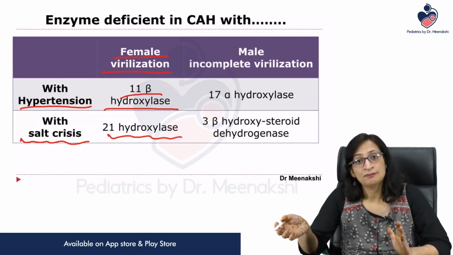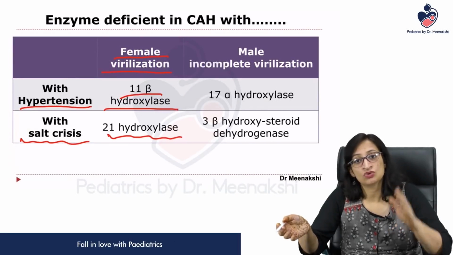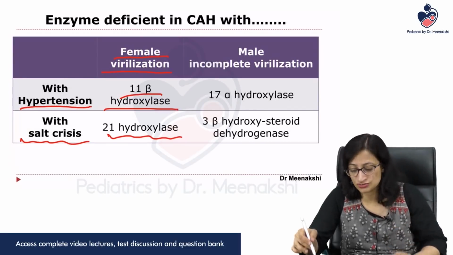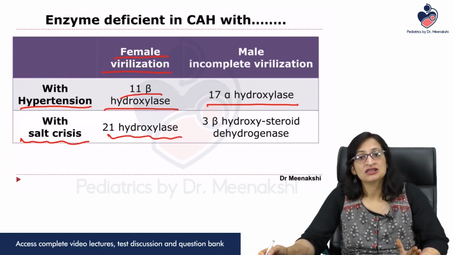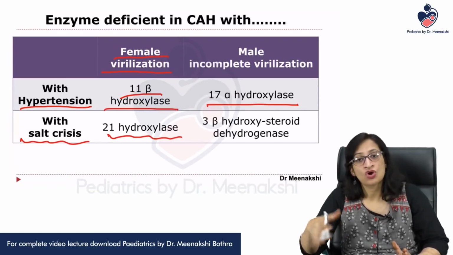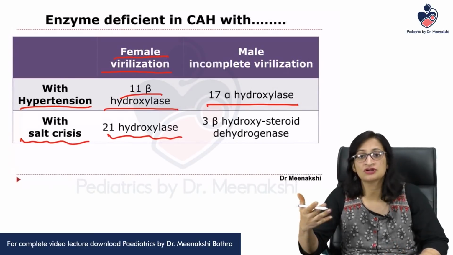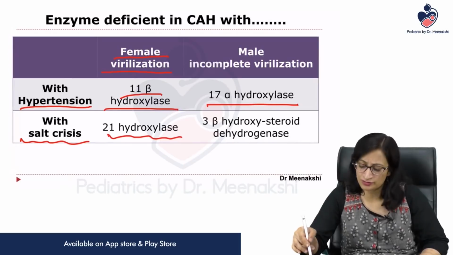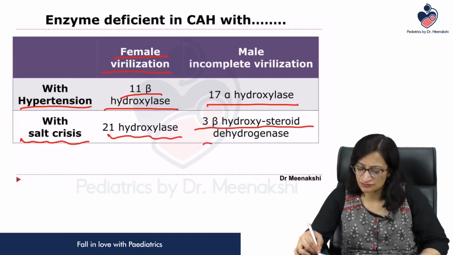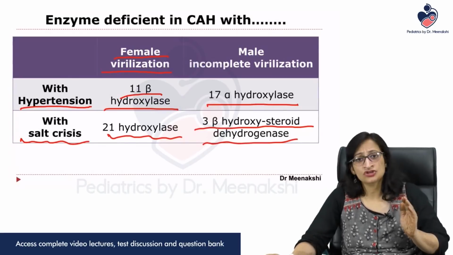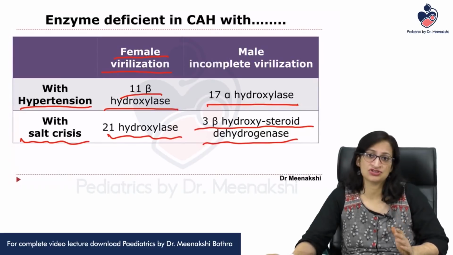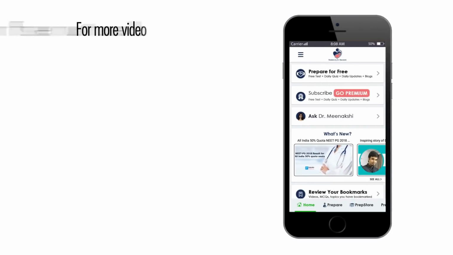Ambiguous genitalia in males with hypertension, that means what? Excess of mineralocorticoid getting formed. So 17-alpha hydroxylase deficiency. Ambiguous genitalia in males with salt wasting, that means mineralocorticoid also not getting formed, sex steroid also not getting formed properly. So all the three pathways are affected. So 3-beta hydroxysteroid dehydrogenase deficiency. So that is how from a given scenario we can make out which enzyme is deficient in that type of congenital adrenal hyperplasia.